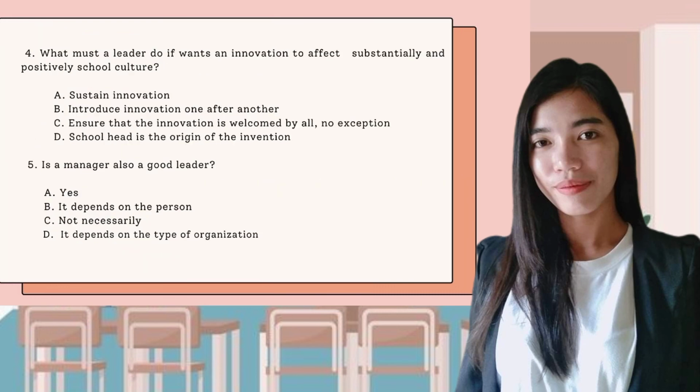Number 4. What must a leader do if he wants an innovation to affect substantially and positively school culture? A. Sustain innovation. Letter B. Introduce innovation one after another. Letter C. Ensure that the innovation is welcomed by all, no exception. And letter D. School head is the origin of the innovation.